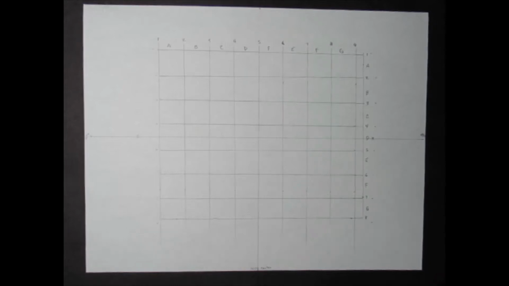Hello. Today we're going to draw a beagle, a dog, and this lesson is to teach. It's a lesson to try to learn to draw by using the grid technique, G-R-I-D.